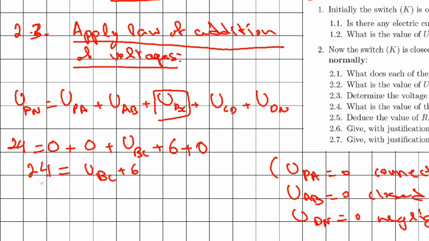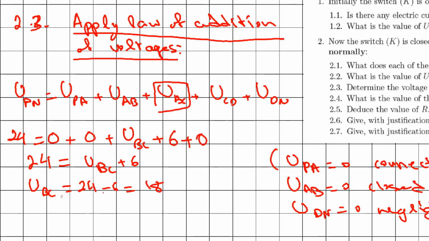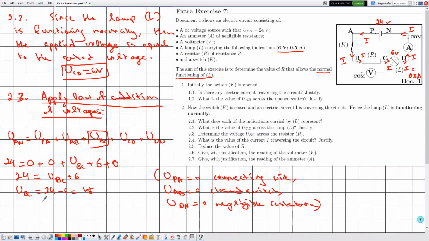So this is given by 24 is equal to UBC plus 6. What's the type of this equation? This is a linear equation with one unknown. The unknown is UBC. How do you solve this equation? We put UBC on one side and all the others on the other side. Then UBC is equal to 24 minus 6. This is equal to 18. Since both 24 and 6 are expressed in volts, the value of UBC will be expressed in volts, which is 18 volts. Then UBC is equal to 18 volts. And I repeat, whenever we calculate an applied or traversed voltage or current respectively, we need to label these quantities on the electric circuit itself. So this is 18 volts.